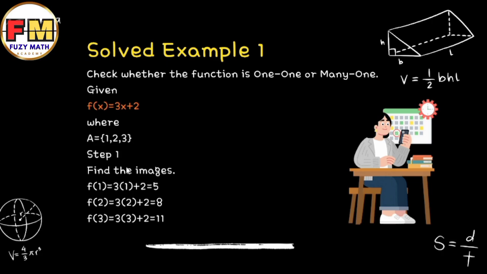Solve example 1. Check whether the function is one-one or many-one. Given f(x) is equal to 3x plus 2, where set A is composed of elements 1, 2 and 3. Step 1. Find the images. f(1) is equal to 3 into 1 plus 2, that will be 5. f(2) is equal to 3 into 2 plus 2, that will be 8. f(3) is equal to 3 into 3 plus 2, that will be 11.